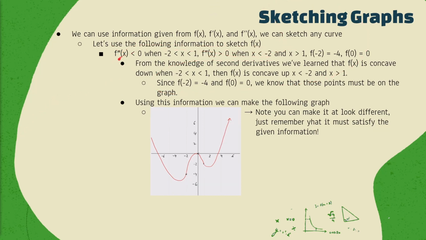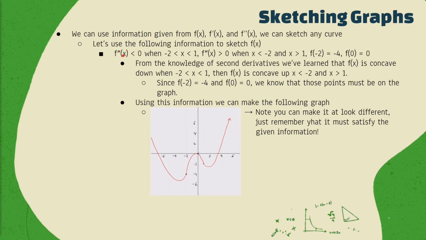We know that f double prime of x is less than 0 between the interval of -2 and 1. f double prime of x is greater than 0 when x is less than -2 and greater than 1. Then we also know information about f of x itself, and that is when f of -2 is equal to -4 and f of 0 is equal to 0. So this information should be pretty self-explanatory.